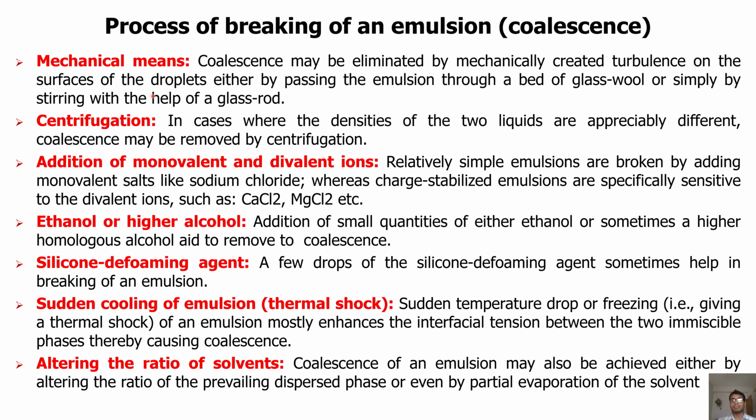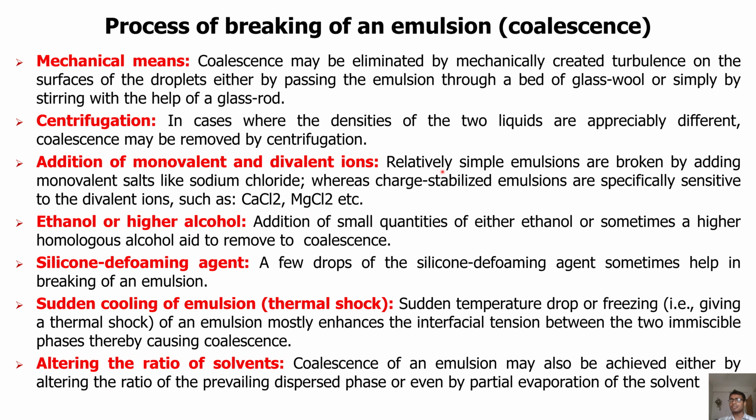First of all, mechanical means: coalescence may be eliminated by mechanically created turbulence on the surface of the droplet, either by passing the emulsion through a bed of glass wool or simply by stirring with the help of a glass rod. Then centrifugation. In cases where the densities of the two liquids are appreciably different, coalescence may be achieved by centrifugation. Then addition of monovalent and divalent ions. These ions will form chelates.